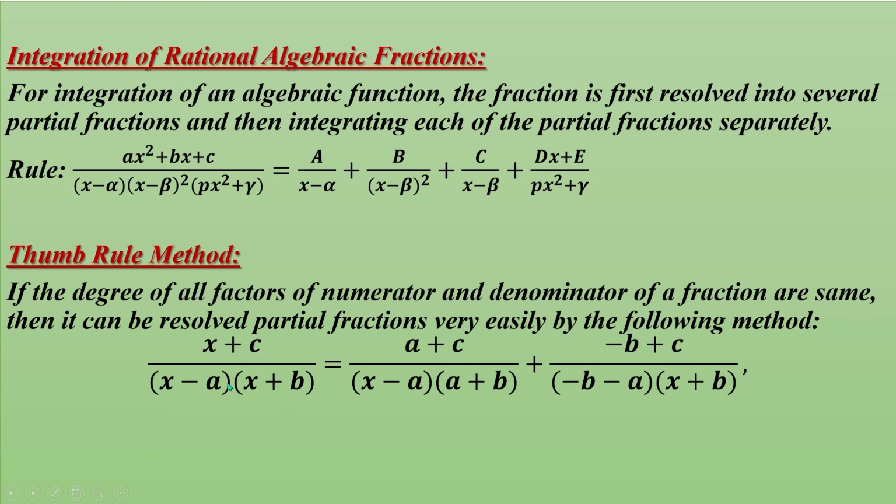And for the second part we have to fix this, that means x plus b will be fixed. Here x plus b will be fixed, and we have to let x plus b equal to 0. As a result, x is equal to what? x is equal to minus b. So x will equal minus b. So here will be minus b, and here also minus b. So here minus b minus a.